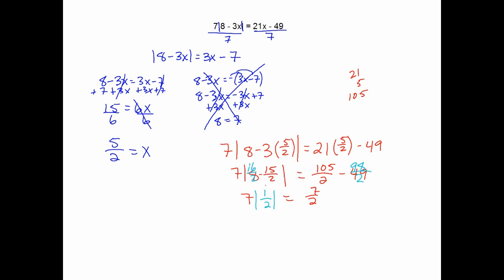Now this absolute value right here, that's going to stay the same. Positive 1/2, so 7 times 1, that gives me 7 over 2. Well, does that equal the same thing I had on the right side? Yes, it does. So check. Go ahead, circle this.